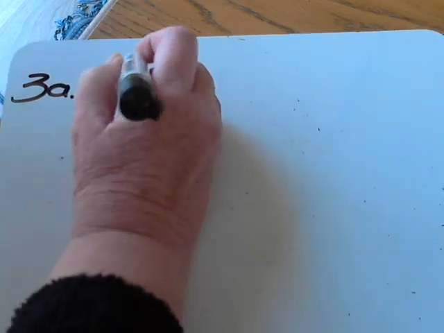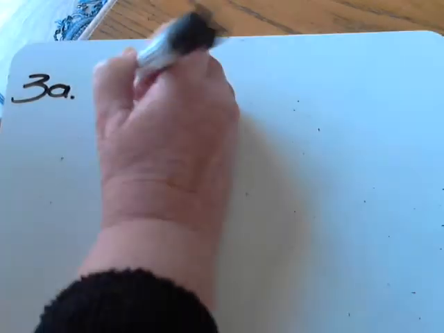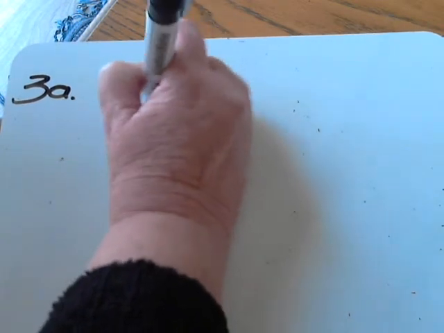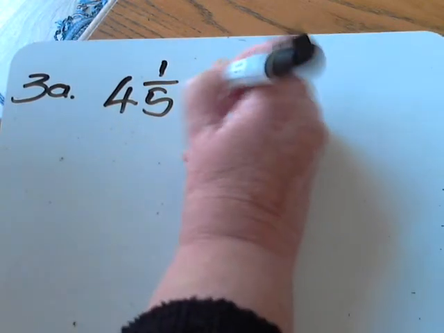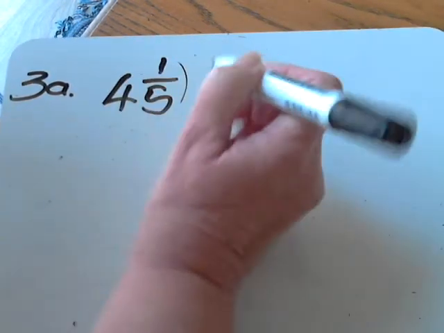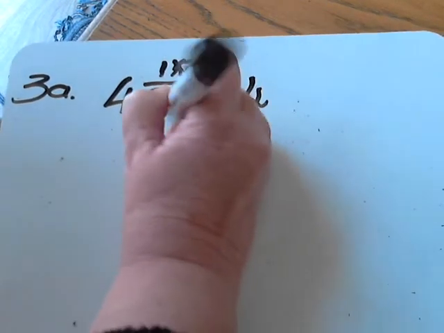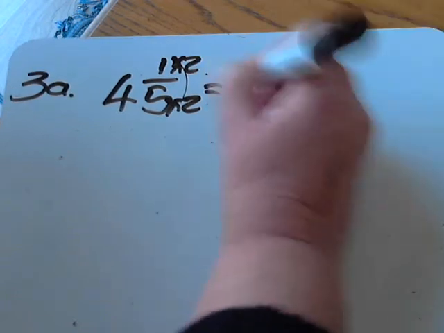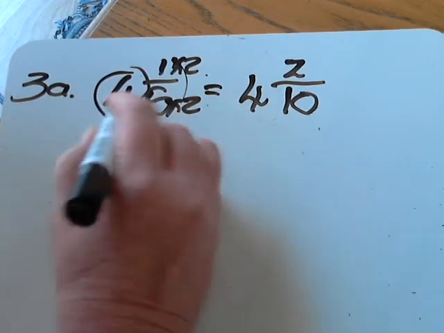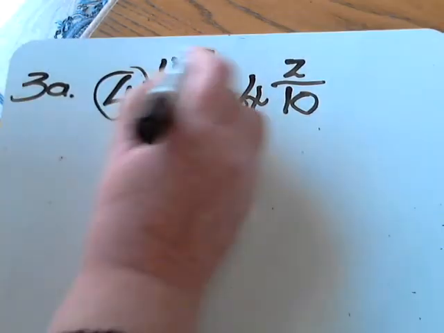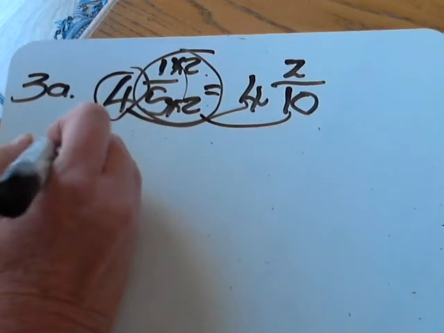Now, if you have a look at the next page, we have got number 3. Number 3a says, write an equivalent fraction for 4 and 1/5. So we've got a mixed number. I need to write an equivalent fraction for this. All I need to do is say 4, and what would be equivalent to 1/5? Times by 2, times by 2. 1 times 2 is 2, 5 times 2 is 10. So you cannot say an equivalent whole number because 4 is equivalent to 4. But the fraction you could change to this and make it equivalent.